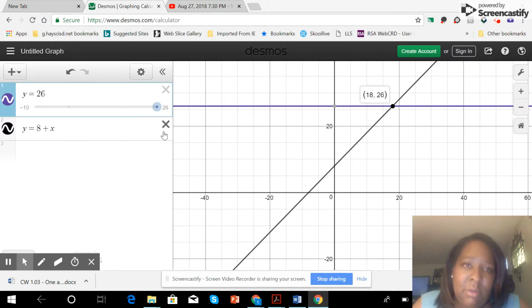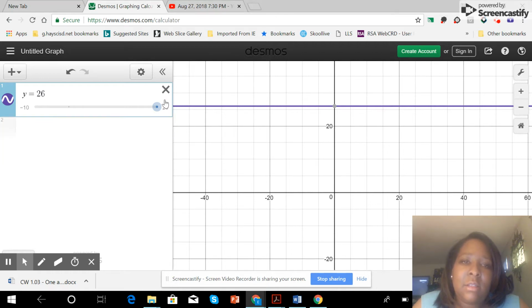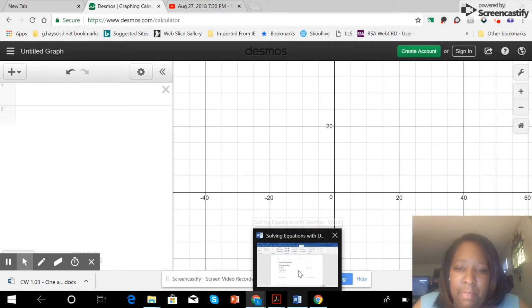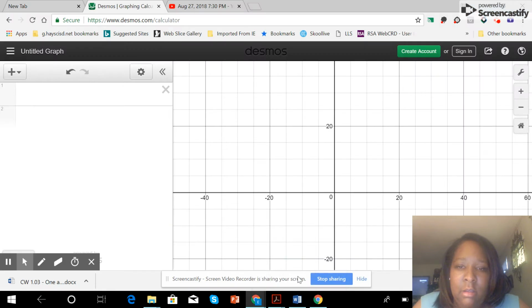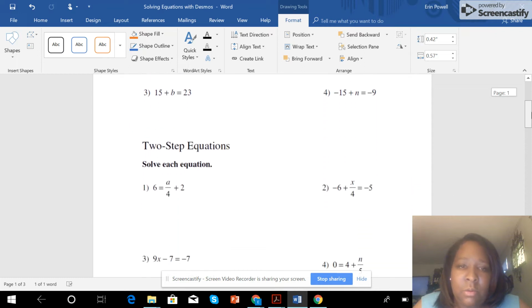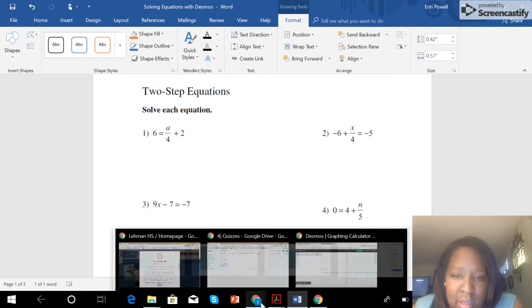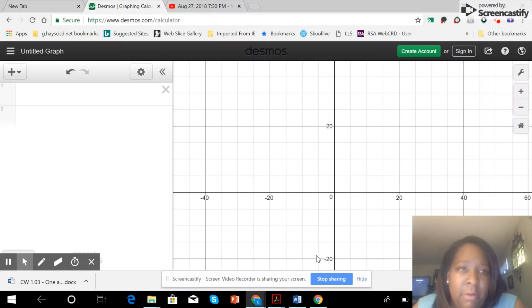Sorry. So to get rid of these, since we already have the answer to this one, just click the X and it'll delete. So now we're going to go to our worksheet and go down to the two-step equations. So let's do this one right here so you can see how that works. It's 6 equals a divided by 4 plus 2. So let's plug that in to our Desmos calculator.